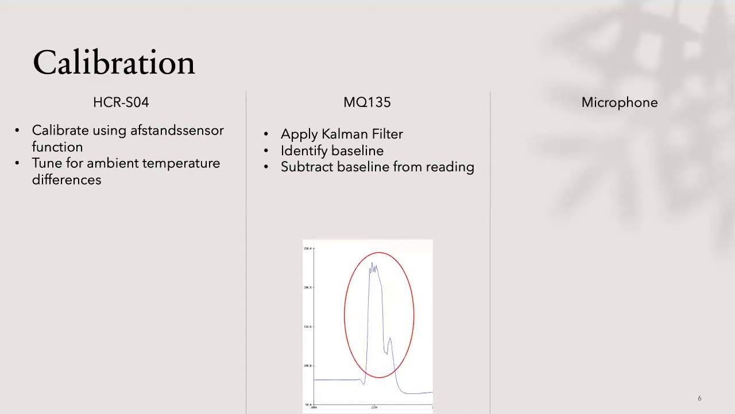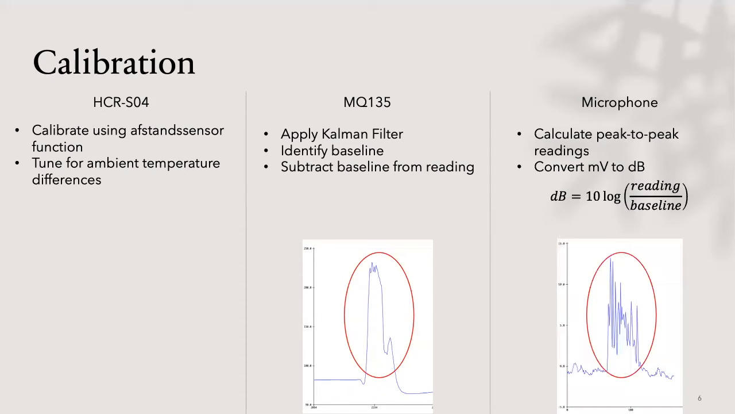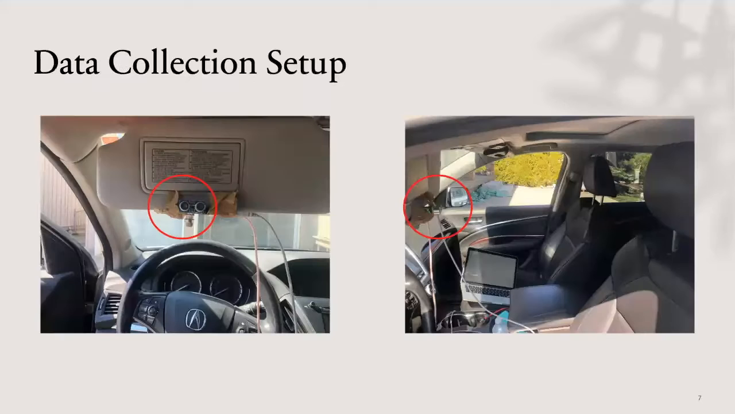This is the result that I got when I had somebody sitting close to the sensor, so it could really pick up that person exhaling the CO2. In terms of the microphone, I found that the information on the volume was actually stored in the peak to peak, so the amplitude. Every 100 milliseconds, I would calculate that amplitude and convert it to decibels, accounting for the baseline. This is the result that I got when I had it close to some loud music. It really was able to pick up the music close by.